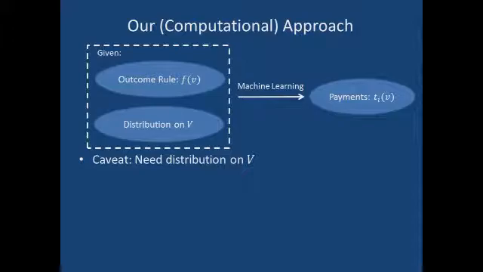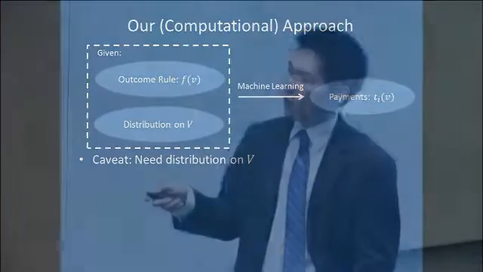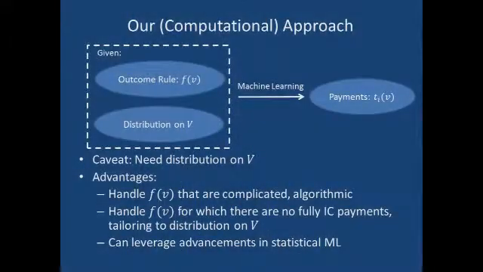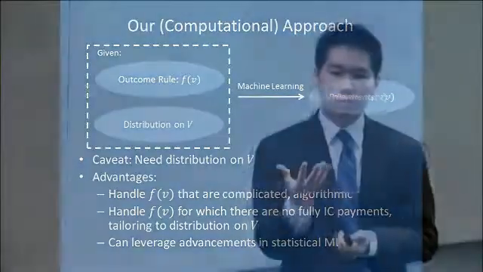One caveat is that we need this distribution on values here. But the advantage is that we'll be able to handle outcome rules that you might not be able to specify analytically. They might just be some heuristic algorithm that finds an allocation with good welfare. So we're going to treat the outcome rule as a black box.